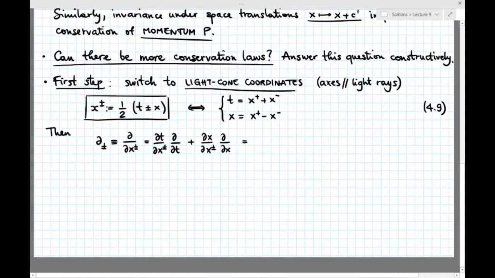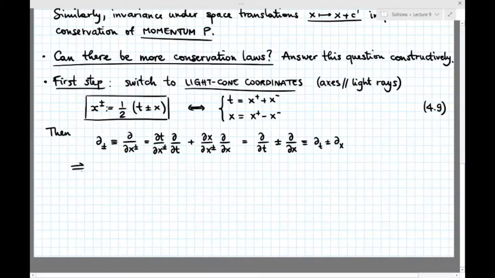So next we use the expressions above that relate t and x to x plus and x minus. So in particular, the partial derivative of t with respect to x plus or x minus is equal to 1. So the first term is simply partial derivative with respect to t, whereas the partial derivative of x with respect to x plus or x minus is either 1 or minus 1. So you will get the plus minus sign partial derivative with respect to x, which we also normally denote as partial t plus or minus partial x. Again, this is just notation.